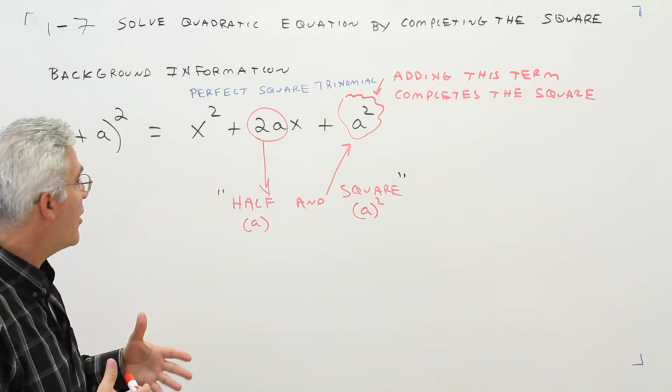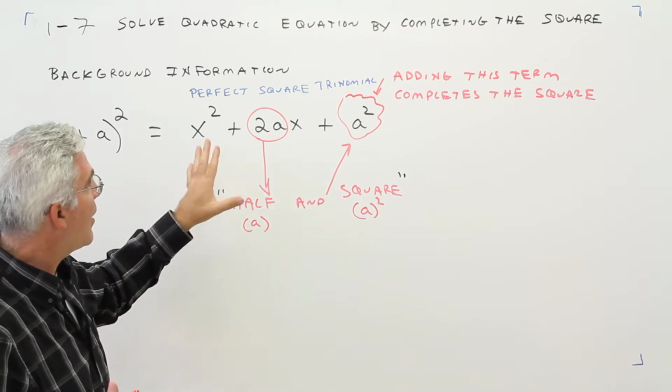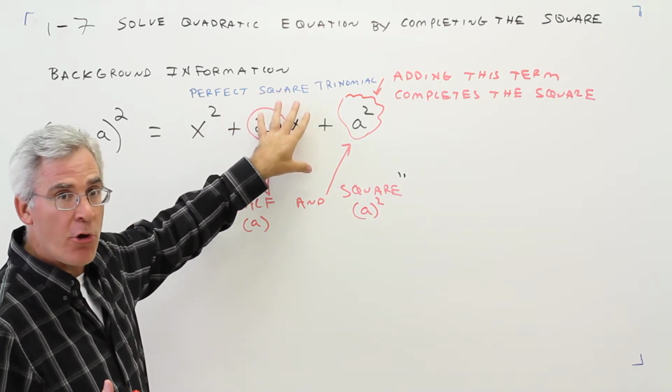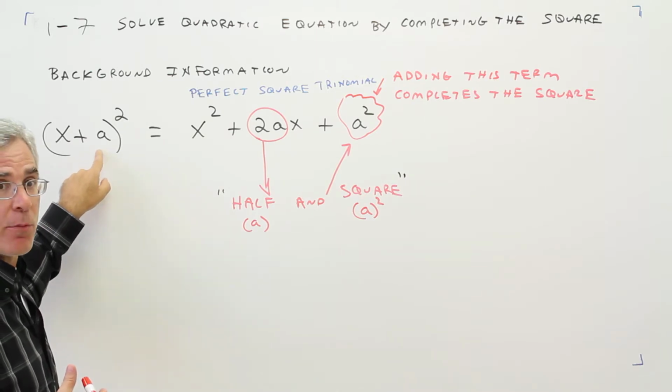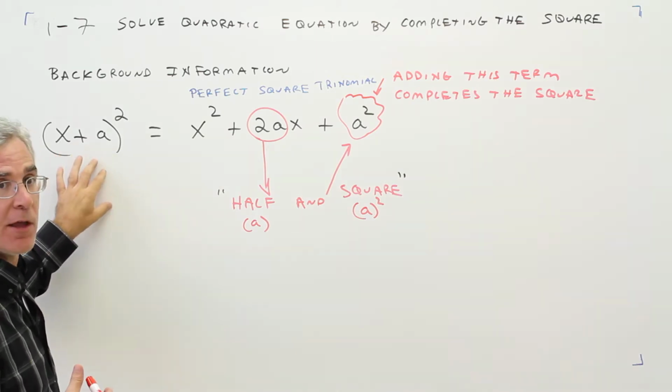All right, so what we're going to be doing is trying to get what's called the perfect square trinomial, so we can go backwards and make that be a binomial squared. So we won't have this to begin with.